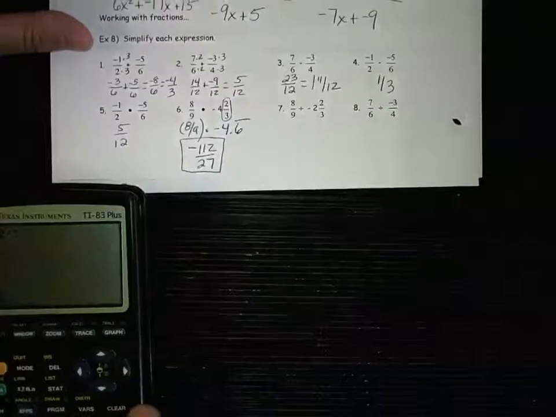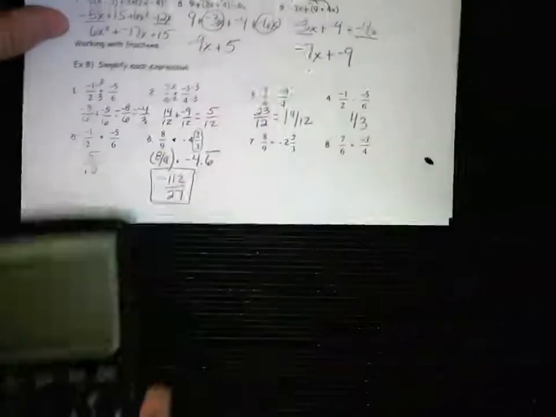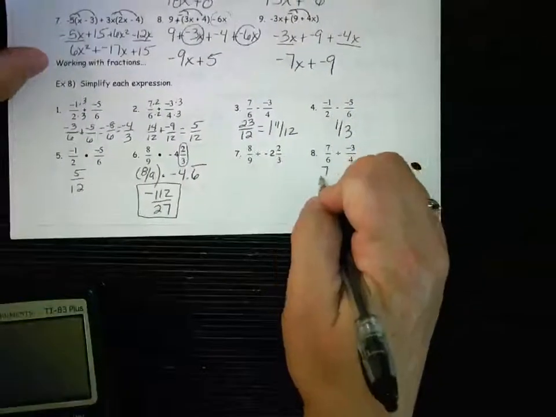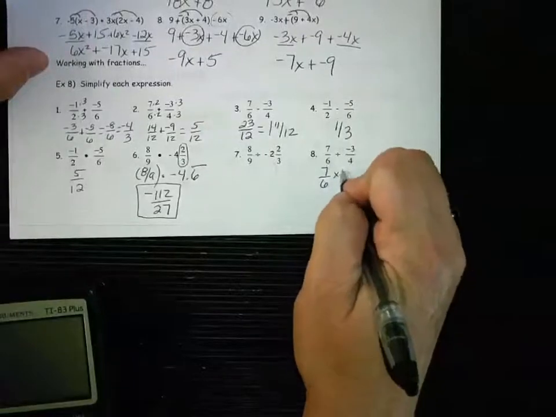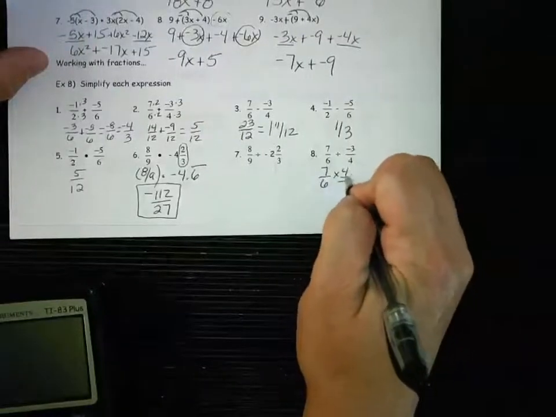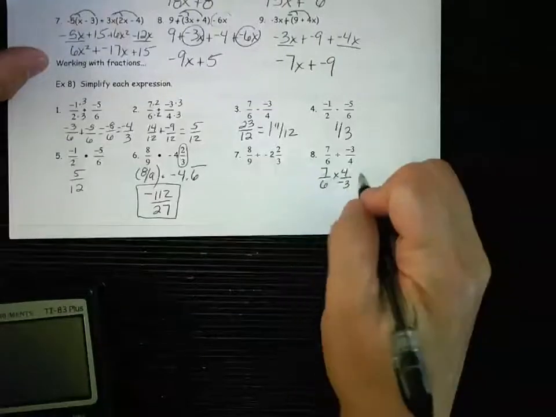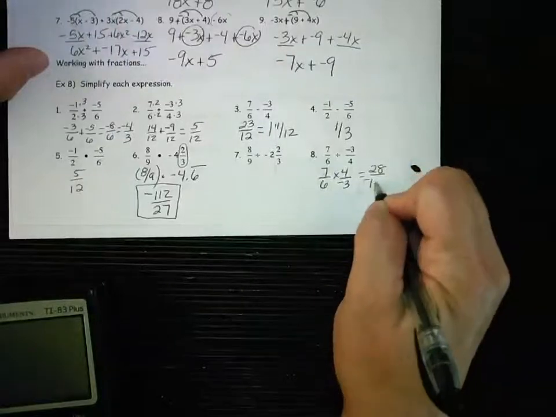Number 7, now we're dividing. Actually, let's do number 8 first. And let me remind you, when you divide fractions, you flip the second one upside down and multiply. 7 times 4 is 28. 6 times -3 is -18.